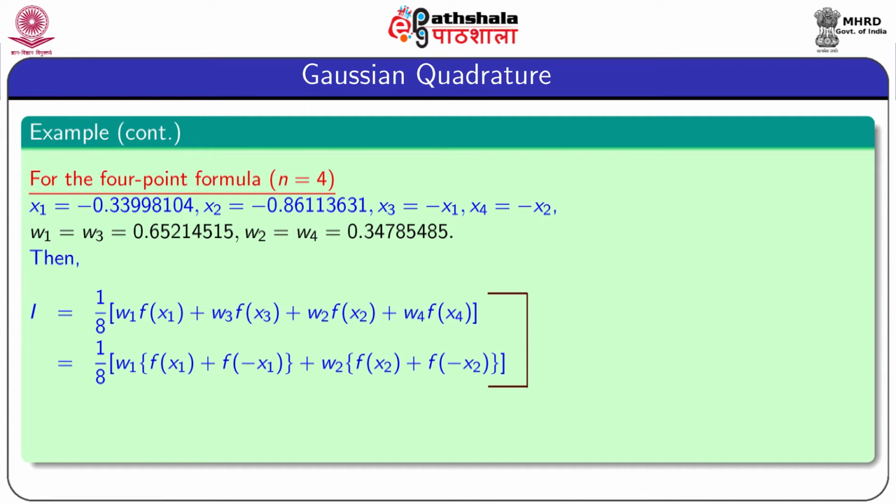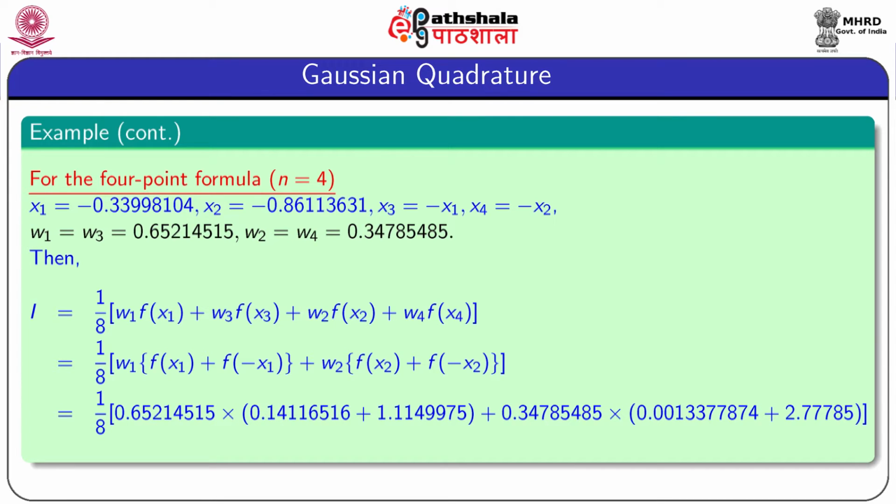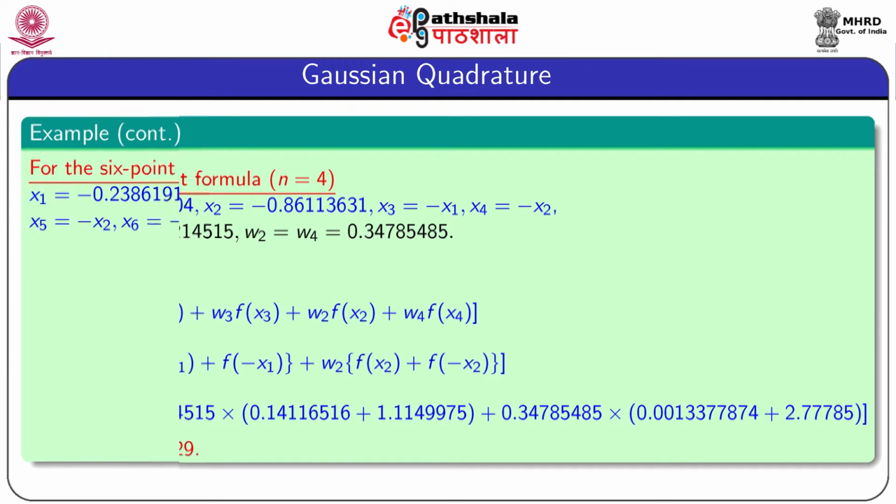Then I equal to 1 by 8 into w1 f of x1 plus w3 f of x3, w2 f of x2 plus w4 f of x4. After substituting the values of w1 to w4 and f of x1 to f of x4, we obtain this expression, and after simplification it is nothing but 0.22324429. This is the value of the given integration using the 4-point Gauss-Legendre quadrature formula.